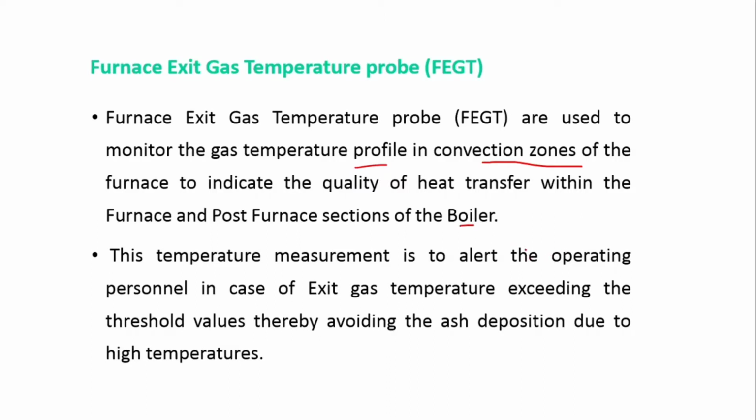This temperature measurement is to alert the operating personnel in case the exit gas temperature exceeds the threshold value. For example, when we are doing light up, our reheater temperature should not increase beyond 550 degrees Celsius. So at 560 degrees Celsius, we get an alarm for FEGT temperature high, in order to avoid ash deposition due to high temperatures.